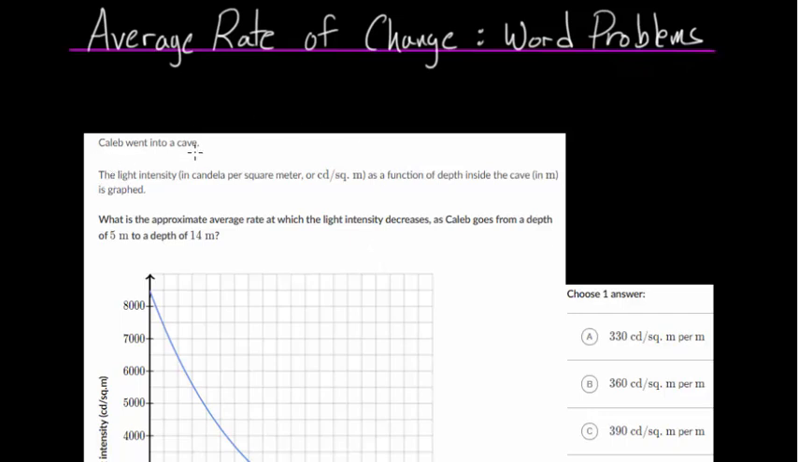So Caleb went into a cave. The light intensity in candelas per square meter as a function of depth inside the cave, and that's in meters, is graphed. What is the approximate average rate at which the light intensity decreases as Caleb goes from a depth of 5 meters to a depth of 14 meters? So that right there is our key information.